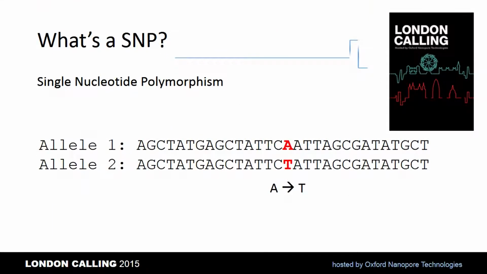In this talk, we'll be discussing a specific type of sequence difference called a single-nucleotide polymorphism, a SNP for short. Let's imagine two alleles, lovingly termed 1 and 2. A single nucleotide polymorphism is a single base substitution, for example, a mutation from an A in allele 1 to a T in allele 2.